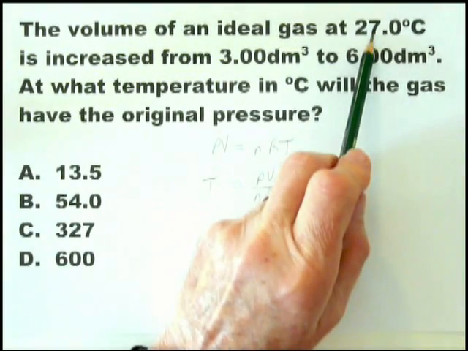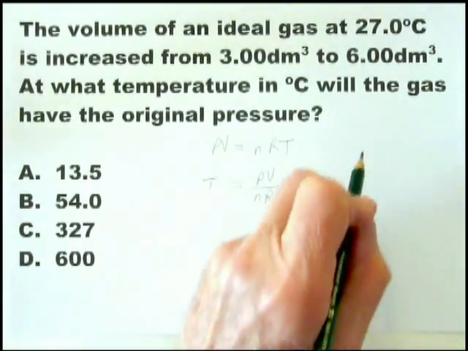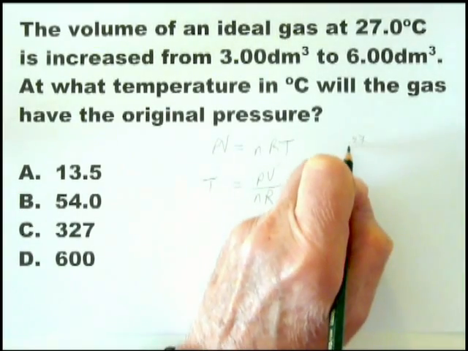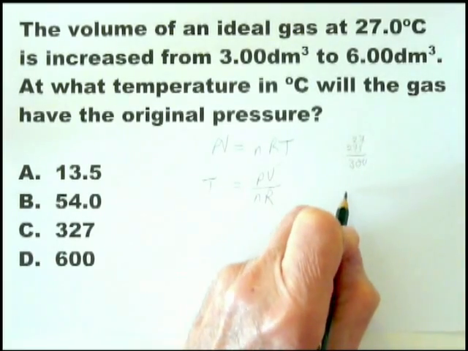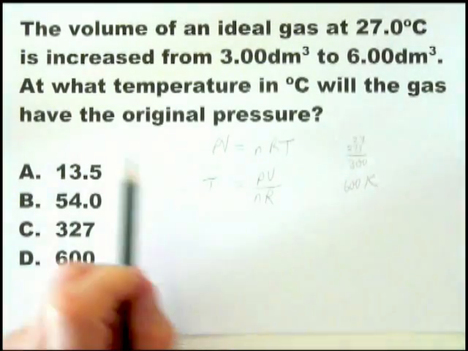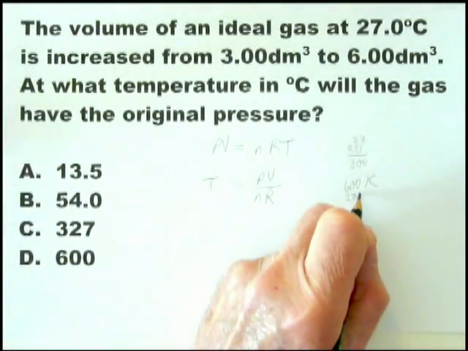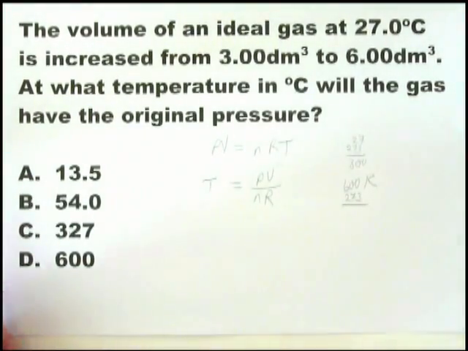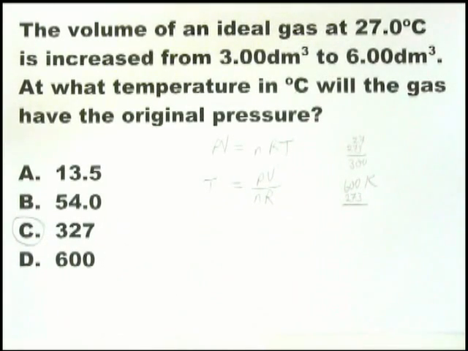So the temperature is 27 degrees centigrade, and we know this temperature is in Kelvin, so it's 27 plus 273 gives you 300. So the temperature has increased to 600 Kelvin. And they say at what temperature in degrees centigrade. So you take off the 273 again, and you get the answer 327.